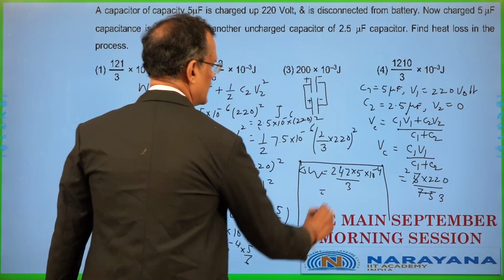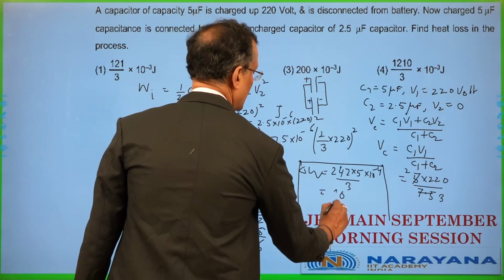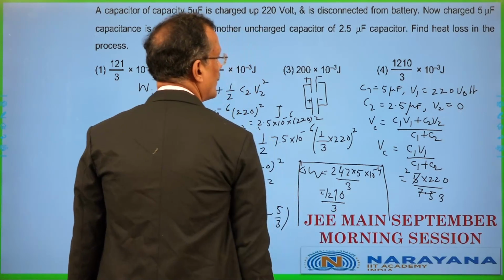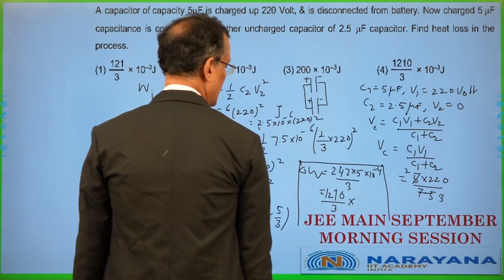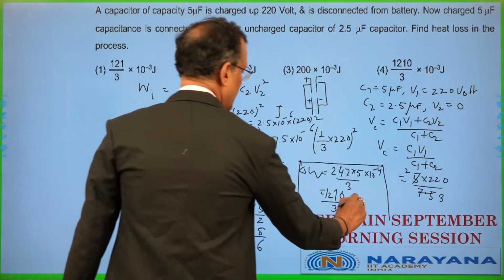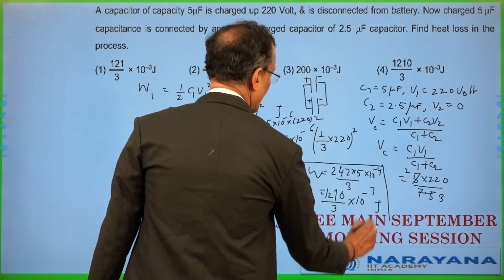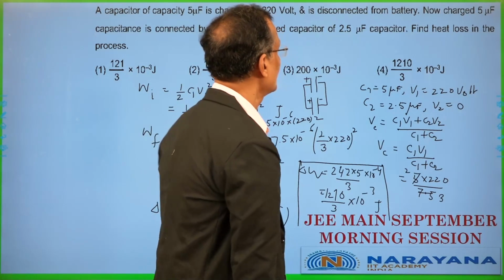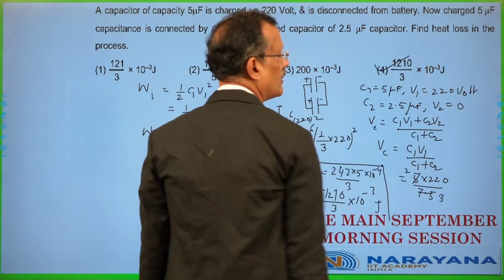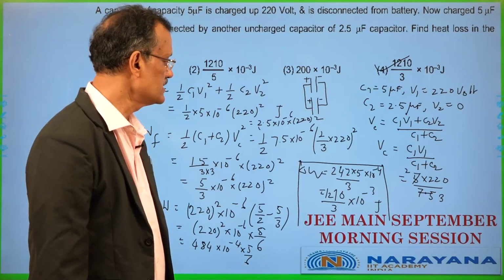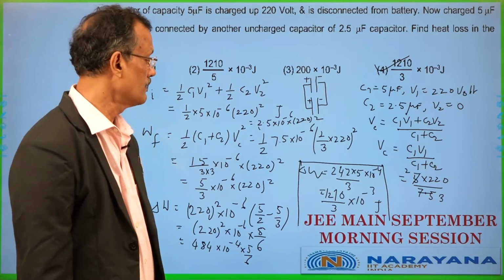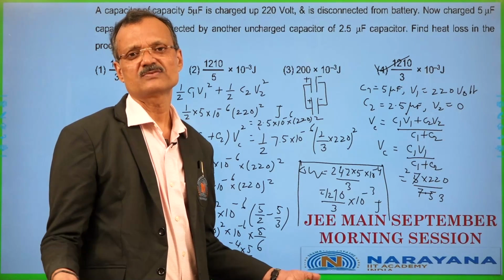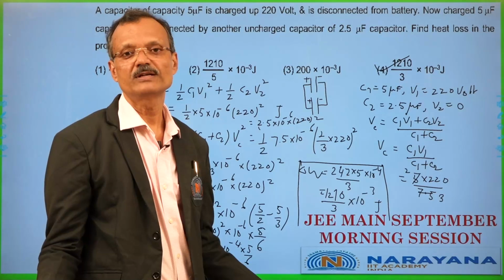It is 0, 1, 2, 12, 10 by 3. Okay, no? Into 1, 0 I have already removed. 10 to the power minus 3 joule. Is it clear to you? Understood now? So answer will be number 4. 1210 by 3 into 10 to the power minus 3 joule. Simple. Initial energy minus final energy, that will be loss of energy.